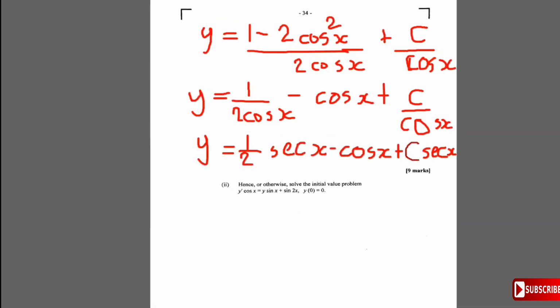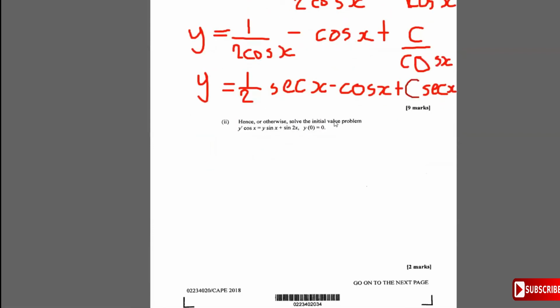Now the second part says hence or otherwise solve the initial value problem. y(0) equals 0, meaning when x is 0, y is 0. So solving this problem, when y is 0, x is 0. So 0 is equal to, the cosine of 0 is 1, so this becomes a half. So 0 is equal to a half.